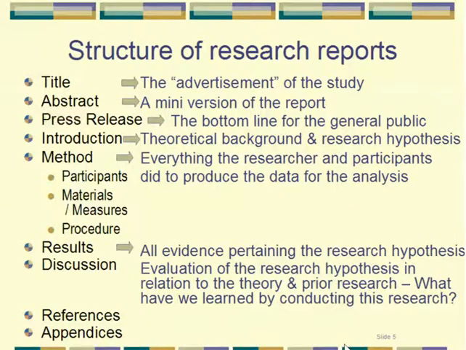Let's look at the structure of research reports. First, there is a title page. The title is the advertisement of the study. Then there is the abstract, which is a mini version of your report. Then, for the project report, we have a press release, which provides the bottom line for the general public. You normally don't see a press release in APA journals. This is a requirement for the psychology project at London Met.